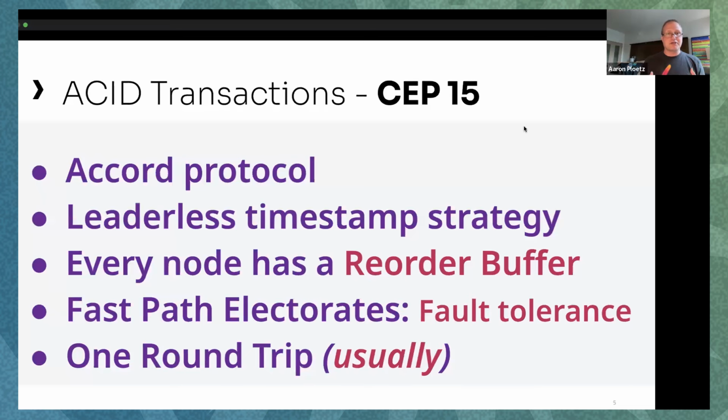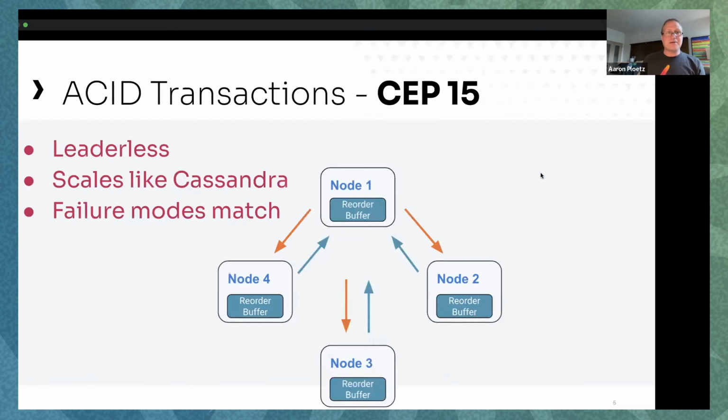So every node has this new structure now called a reorder buffer. And essentially what it does is it allows a fast path electorate: if you have a quorum of electorate nodes that agree to the transaction, it'll go ahead and be committed and allow it to complete in one round trip. Usually it's one round trip because usually they will agree, but there'll be times that they won't, which again is why we have ACID in the first place. But the idea again with ACID transactions is that with Accord, it's leaderless, so it scales a lot like Cassandra as well.